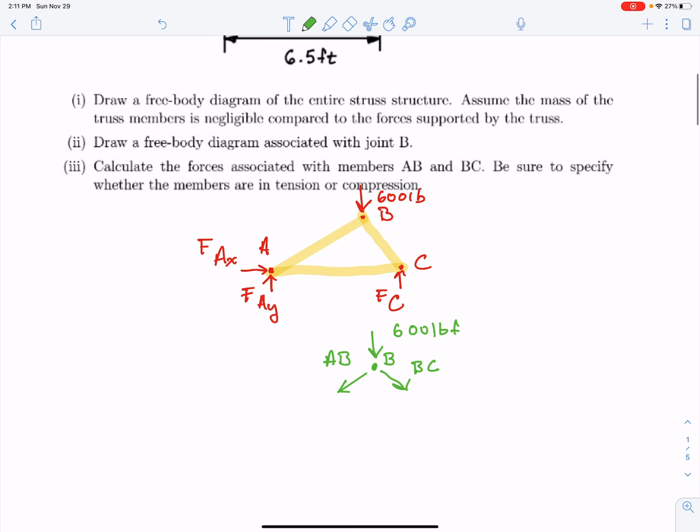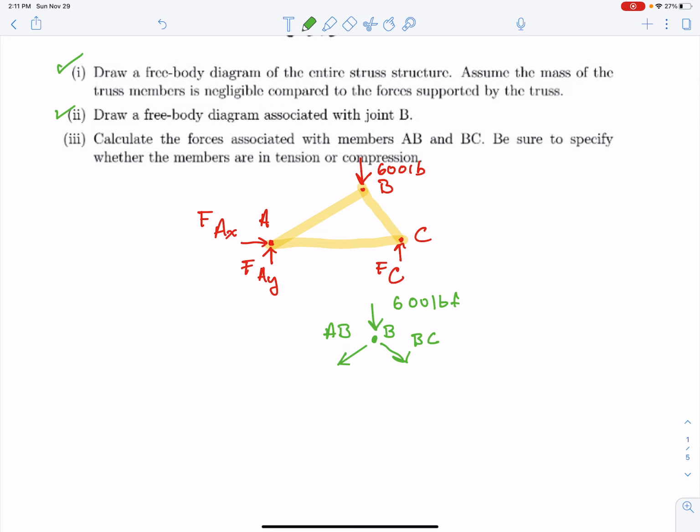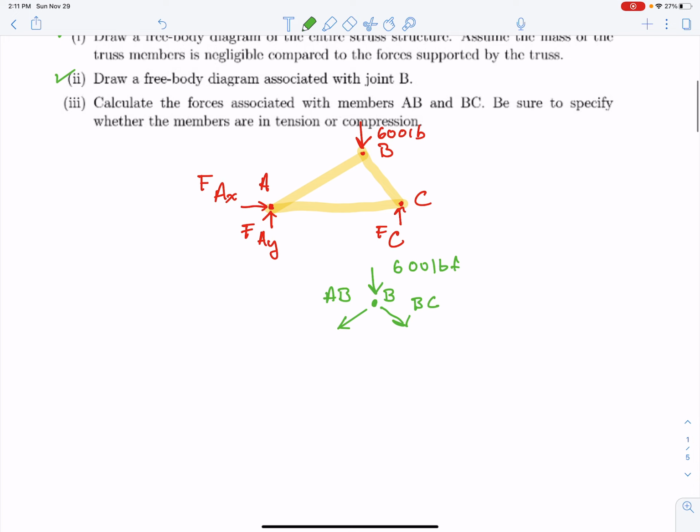All right, so on a lot of exam problems, I try to give you something easy to do. I think the free body diagrams in general are pretty straightforward, so be sure you collect the points on those. All right, now the next part says calculate the forces associated with the members AB and BC.